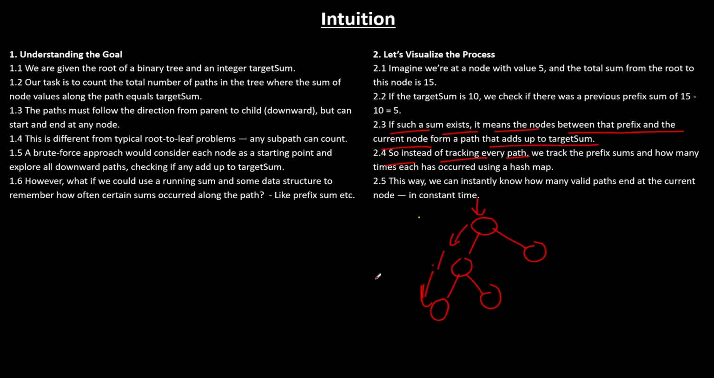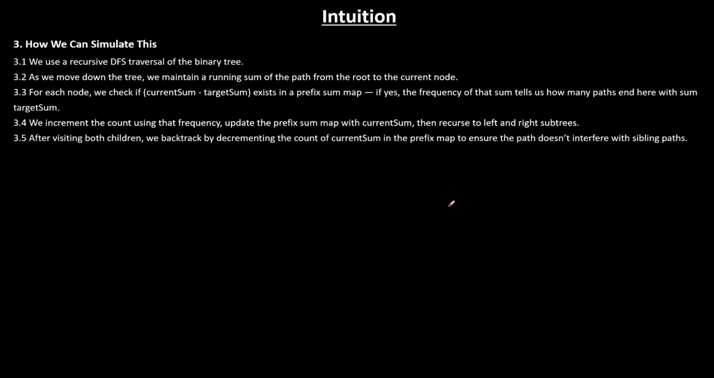So we will do the same thing here, and if we get that particular thing in our map, we will increase the count as we did earlier in our array example. And this way, we can instantly know how many valid paths end at the current node in constant time. Right? Now let's move ahead.